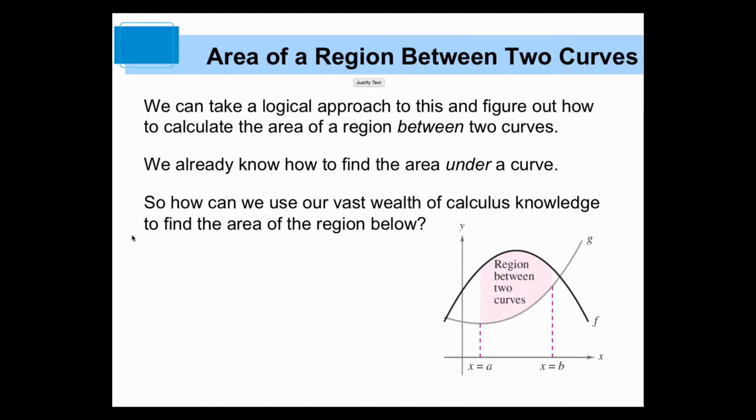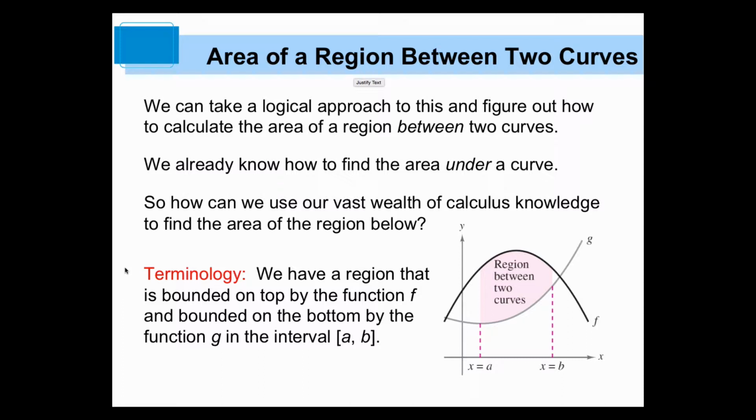We start with some terminology we talked about. Bounded by, we'll talk about a top function and a bottom function. That's not that difficult, but you should be able to identify, looking at the picture, which one is above the other one. That's really important. If you don't have a picture, you've got to figure out some way to figure out which one's on top. Is it F or G or H or Q or whatever function we're talking about?